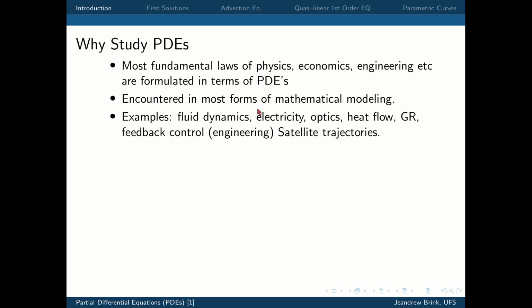Examples are fluid dynamics, electricity, optics, heat flow, GR, feedback control. This is interesting. When they put satellites up and they want to correct the navigation system in real time, or where they shoot missiles, and you have these missiles that zone in and track, say, a hotspot or an engine. There's feedback control, and that's quite a difficult problem, but it's a very fun one, and PDE theory comes in there a lot.